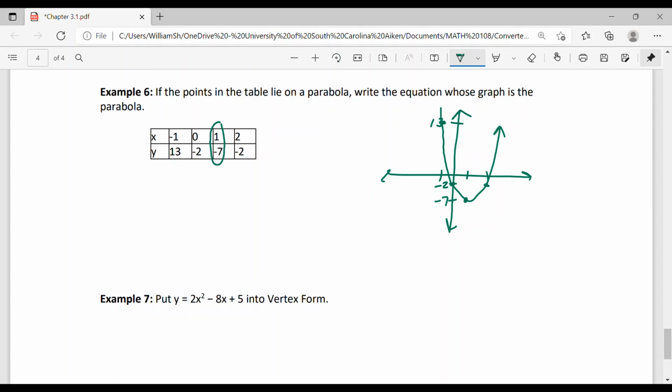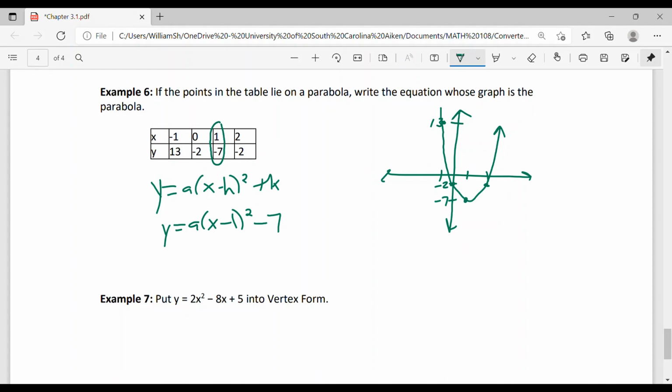So, let me think about the vertex form of my parabola. That's y equals a times x minus h squared plus k. Okay, so if I know that that's my vertex, I can plug that point in. My x point is 1, so I get x minus 1 squared. And my k point here is negative 7, so minus 7. Now all I really have to solve for here is the a.